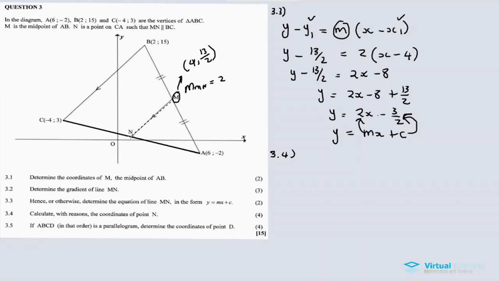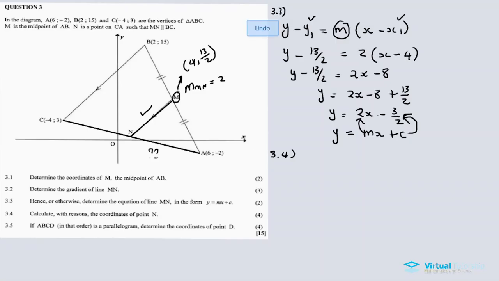Okay, we do have the equation for line MN, right? I have the equation for this line MN. I have to calculate the equation for the straight line AC. Then solve my equations simultaneously, and I get the coordinates for the point of intersection of these two lines. Then boom, I have the coordinates of N.